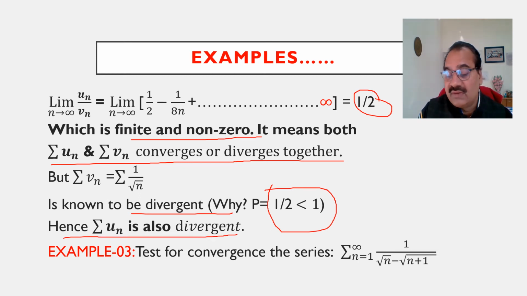Okay. The third example is a little bit different. Just to check it, you have to do the practice. Test for convergence of the series 1 by under root n minus under root n plus 1. I am leaving this for your practice. You may do the practice. A similar question is there. Similarly, you can do the practice so that you remember the procedure.